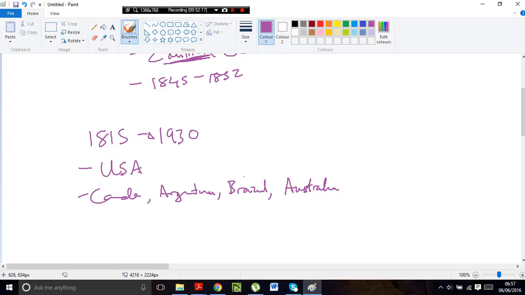The mass migration transformed society. For example, Uruguay and Australia have over 90% of the population descended from European migrants. New Zealand has about 70% descended from Europeans.